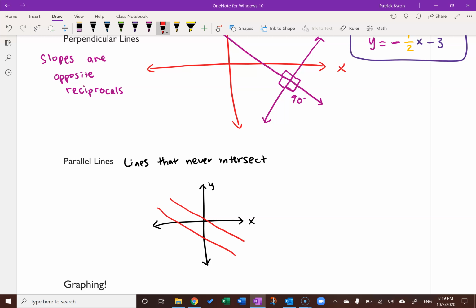Now, the way that we think about them in terms of slope is that parallel lines have the same slope. So anytime someone gives you a line and they say, find a line that's parallel to this, just give them another line that has the exact same slope.